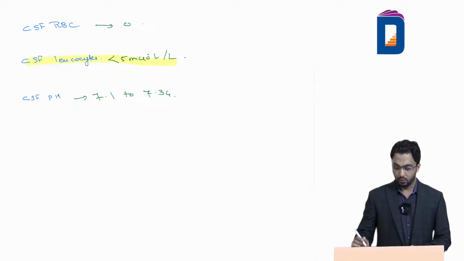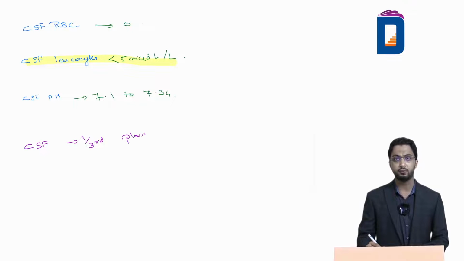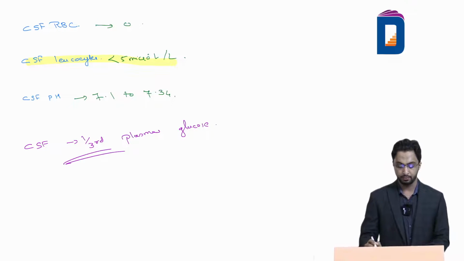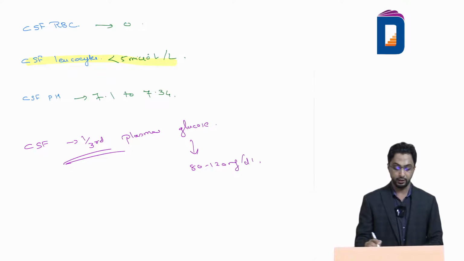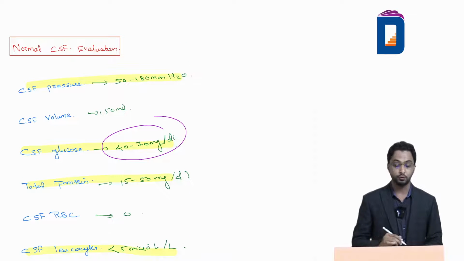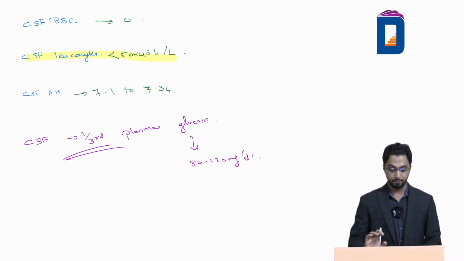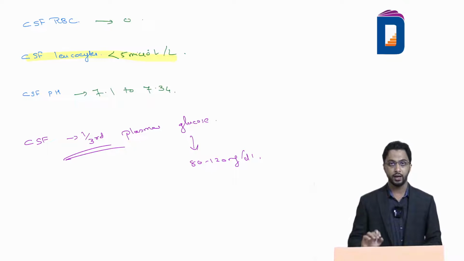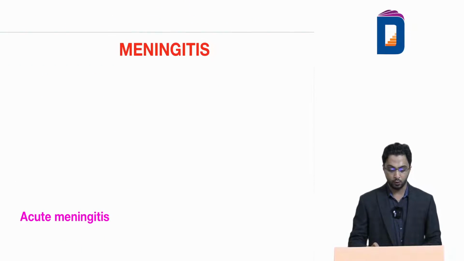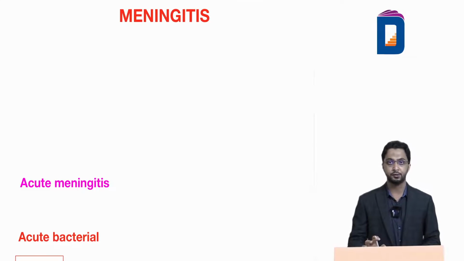Now normally the level of CSF glucose is 1/3 of plasma glucose. This is one point which you have to keep in mind. Maybe an MCQ can come: CSF glucose is 1/3 of the plasma glucose. So plasma glucose is how much? 80 to 120 milligram per deciliter. And you have seen here the CSF glucose is 40 to 70. Now let us go on to meningitis per se.